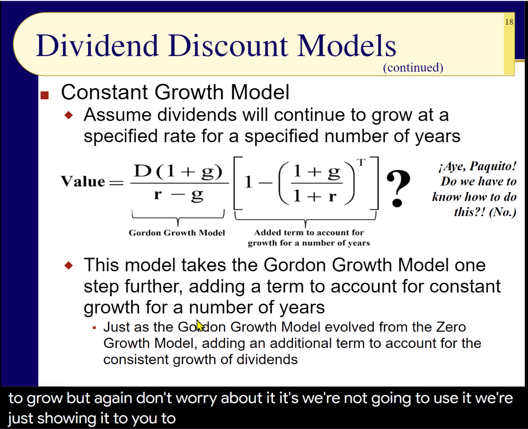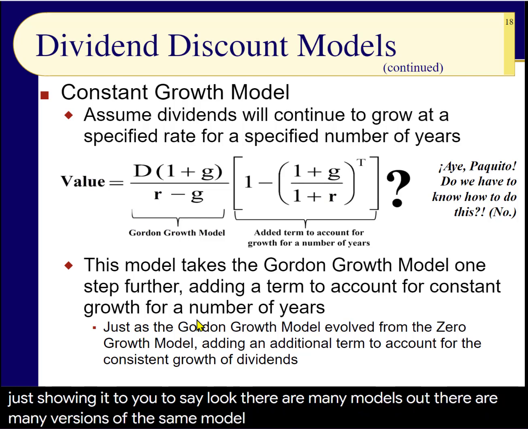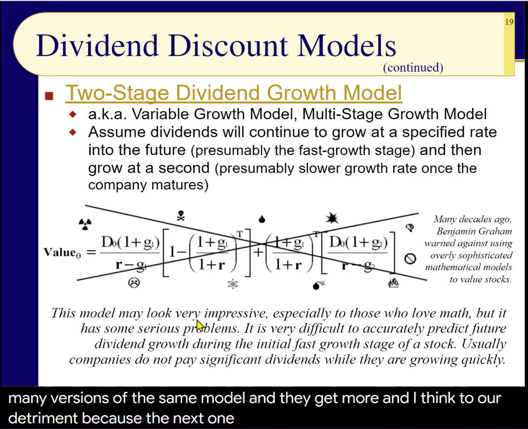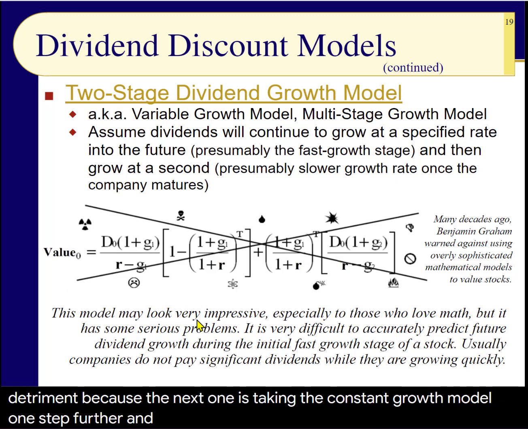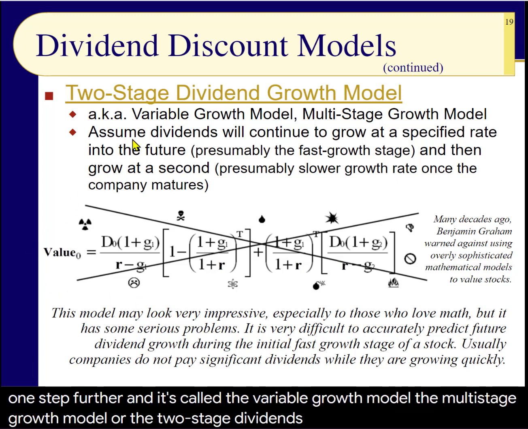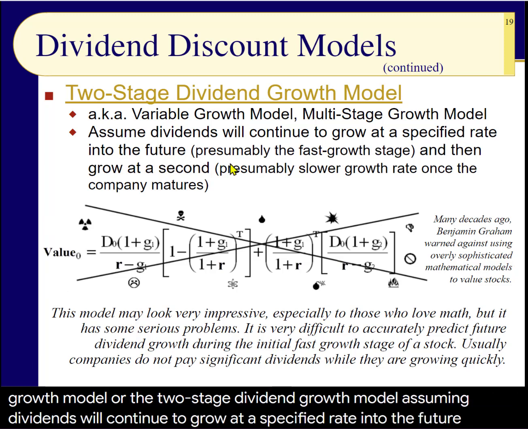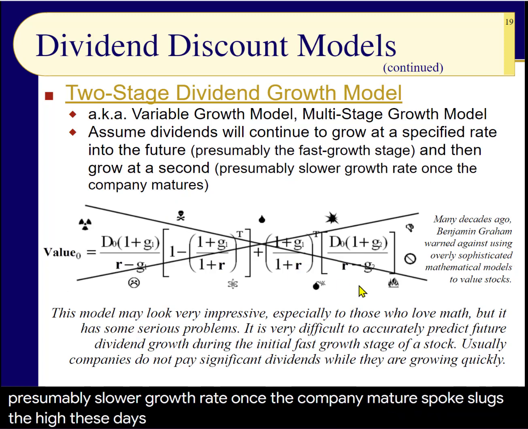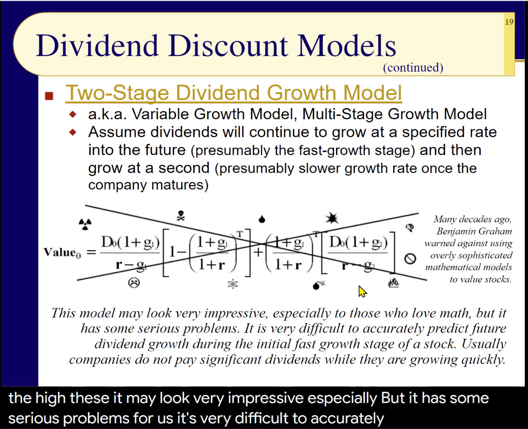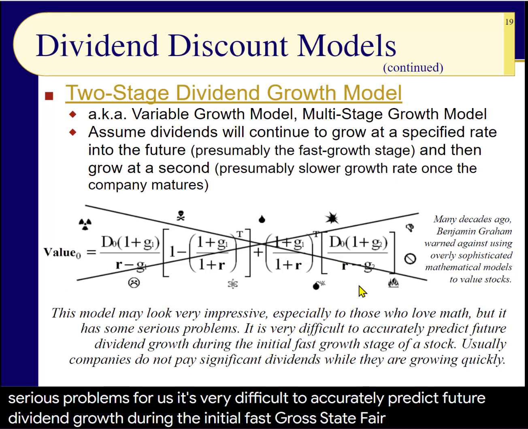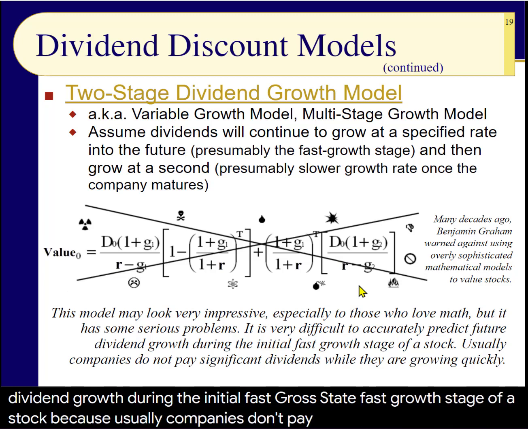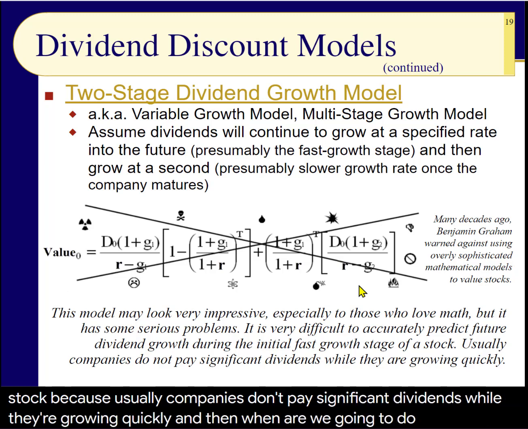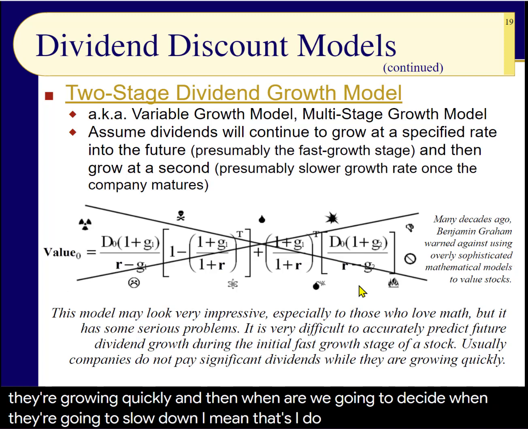We're just showing it to you to say, look, there are many models out there, many versions of the same model, and they get more and more complicated, I think to our detriment. The next one takes the constant growth model one step further, and it's called the variable growth model, the multi-stage growth model, or the two-stage dividend growth model. It assumes dividends will continue to grow at a specified rate into the future, presumably the fast growth stage, and then grow at a second, presumably slower growth rate once the company matures. Folks, it may look very impressive, especially to those who are more math-friendly, but it has some serious problems. First, it's very difficult to accurately predict future dividend growth during the initial fast growth stage of a stock, because usually companies don't pay significant dividends while they're growing quickly. And then when are we going to decide when they're going to slow down? That's a dubious prediction at best.